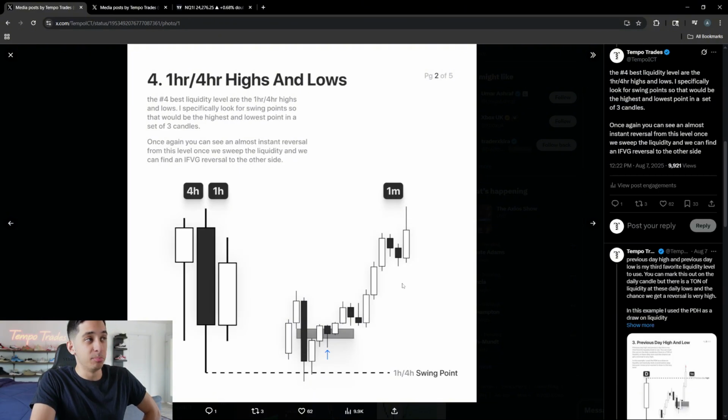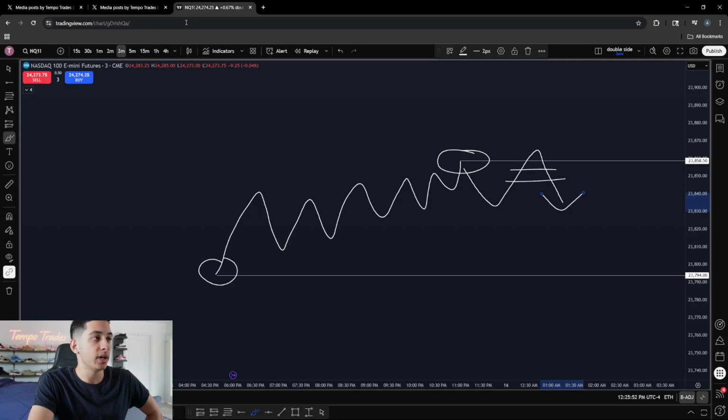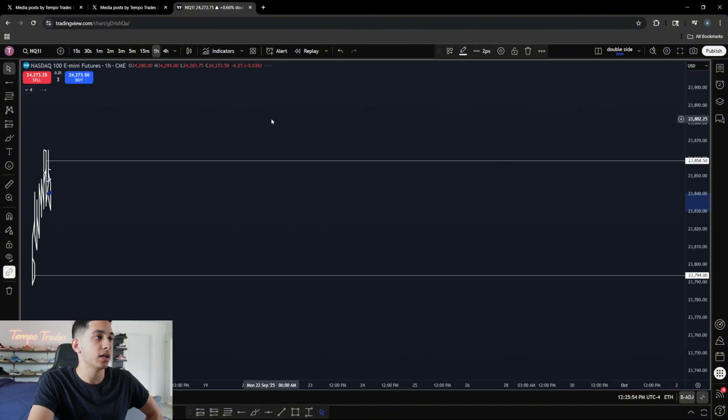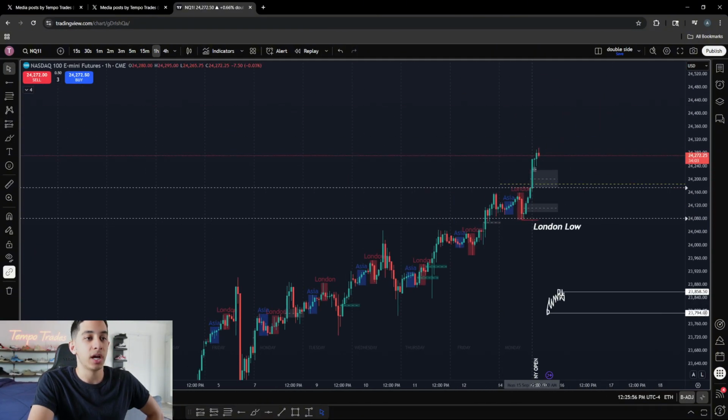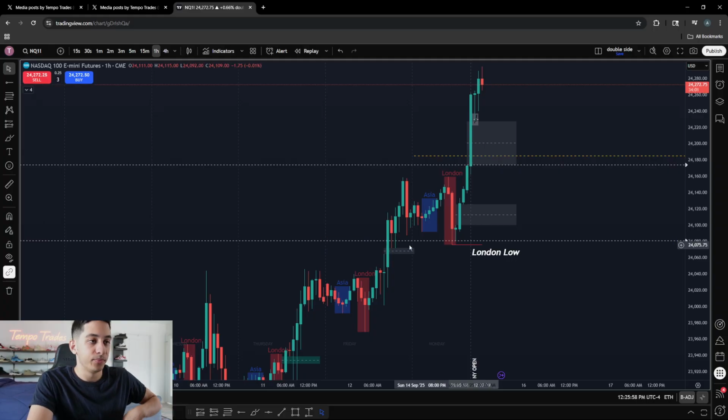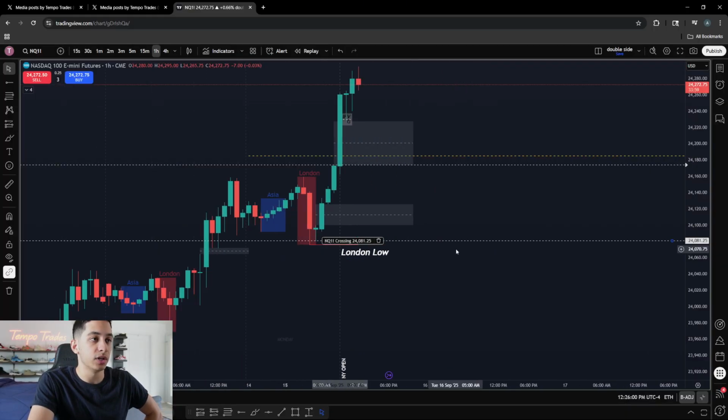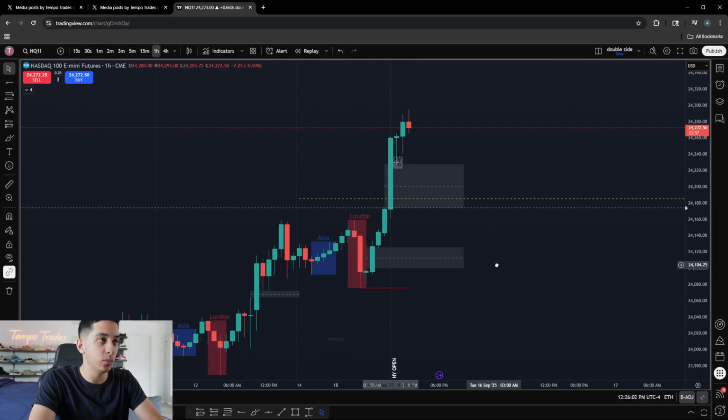Coming in at number 4, we have our 1 hour and 4 hour highs and lows. This is probably the most common liquidity sweep that we see. We get these every single day. And I probably take the most trades with these sweeps, and you're pretty much just waiting for the swing highs on the higher time frame. Like I can show you right here, if we just zoom out, here are your swing highs and swing lows, and I'll also go over really quickly what constitutes a swing high and swing low.